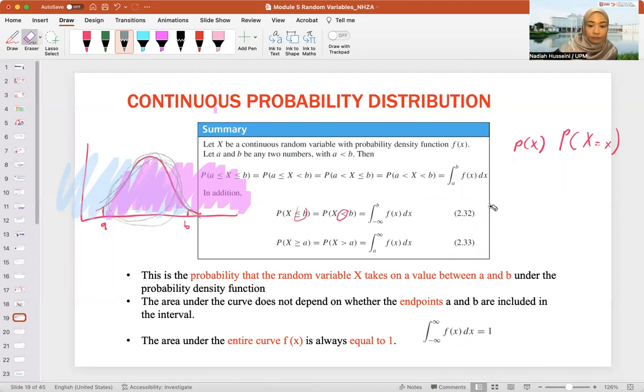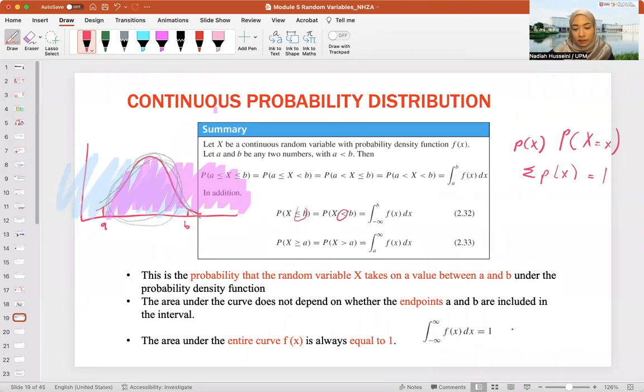Okay, so this is just the theory of it. This is the probability that the random variable X takes on a value between a and b under the probability density function. The area under the curve does not depend on whether the endpoints a and b are included in the interval. Like I mentioned before, it doesn't matter if it's equal or not, it's still going to be integrated together. The area under the entire curve is always equal to 1, just like our probability mass function. The sum of our probability mass function is equal to 1.